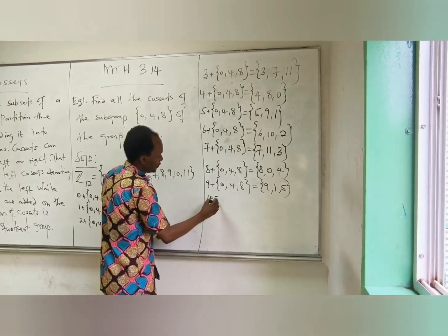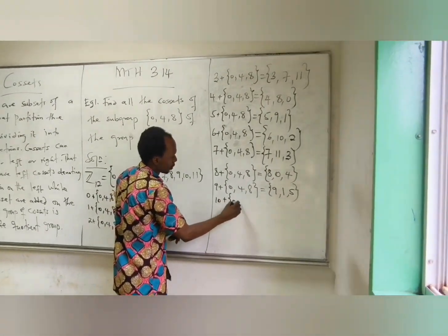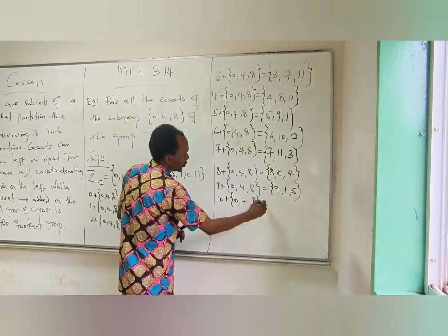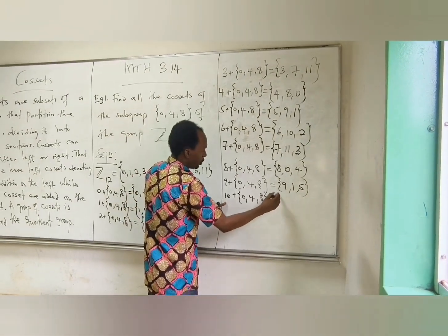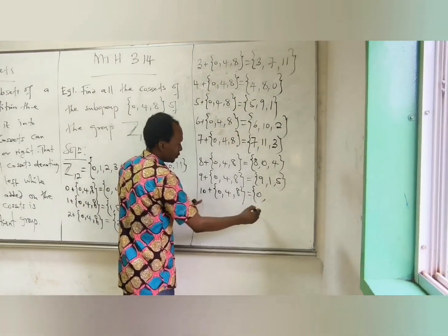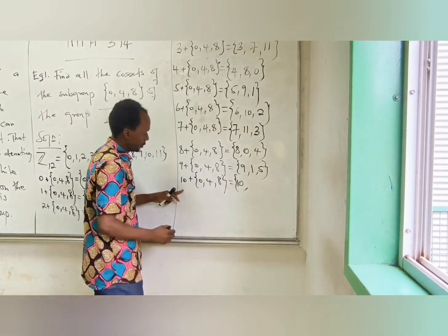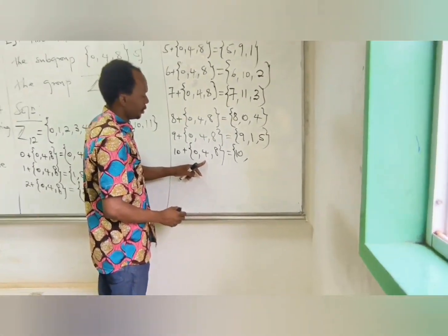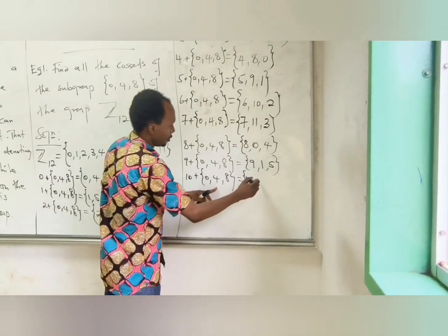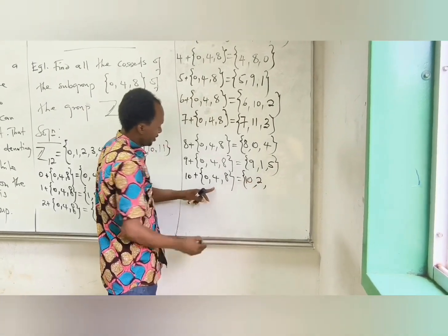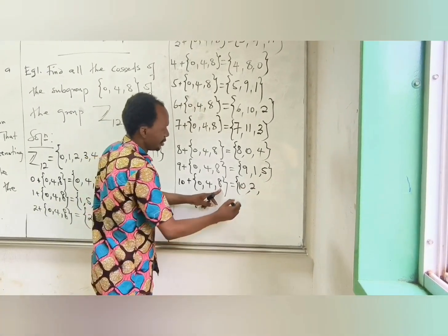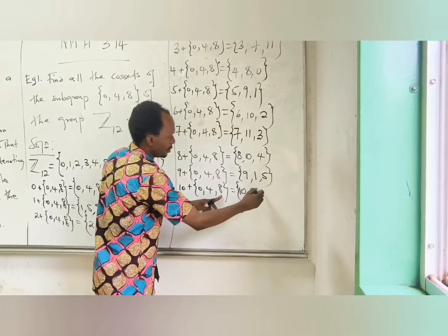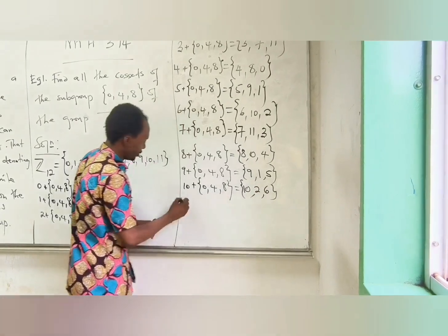And 10. 10 plus 0 modulo 12 is 10. Thank you. 10 plus 4, 14. 14 minus 12, 2. 10 plus 8, 18. 18 modulo 12, 6. Very good.